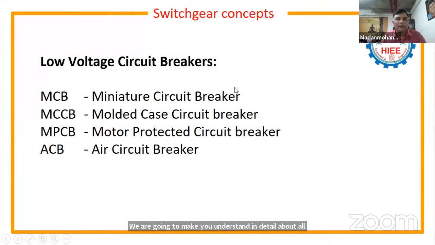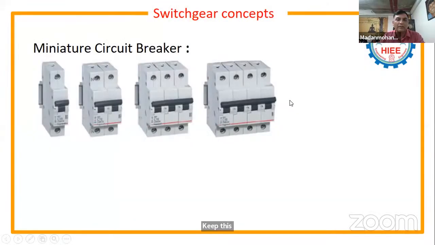If you take the low voltage circuit breakers, these are the breakers we use for low voltage applications: MCB, which stands for miniature circuit breaker; MCCB, molded case circuit breaker; MPCB, the motor protection circuit breaker; and ACB, which stands for air circuit breaker. When low voltage comes into the picture, you have to keep this in mind. I'll show you how the MCB looks. These are the MCBs: single pole, double pole, triple pole, and four pole MCBs.